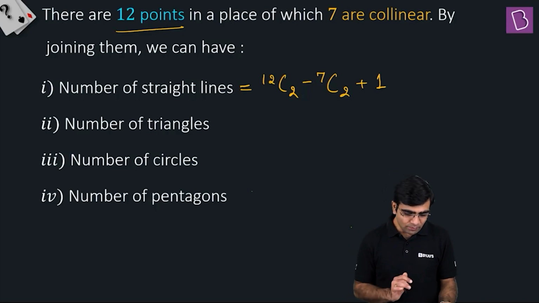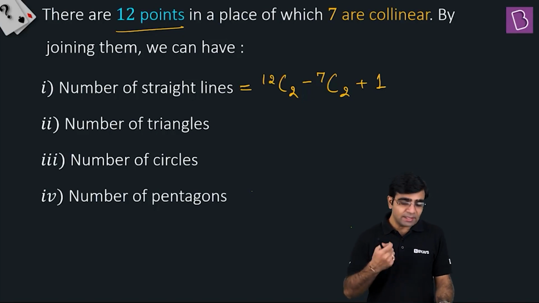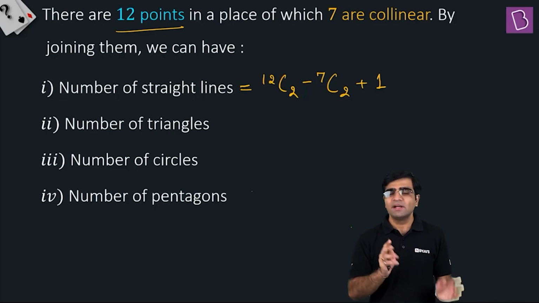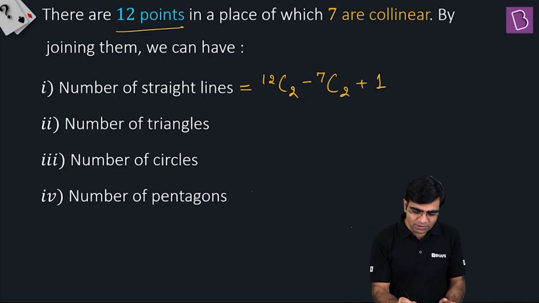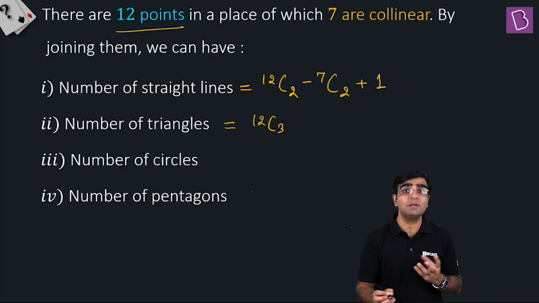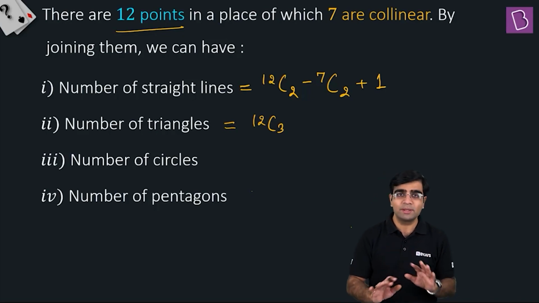Perfect. Okay, so after the number of straight lines, for which we needed any 2 points, and then calculated it, the second part of the question asks for the number of triangles. For triangles, I need 3 non-collinear points. So let's quickly take the count from that logic itself. If I have 12 points and I need 3 points to form a triangle, the total number of possible triangles would have been 12C3 if there were no collinear points.